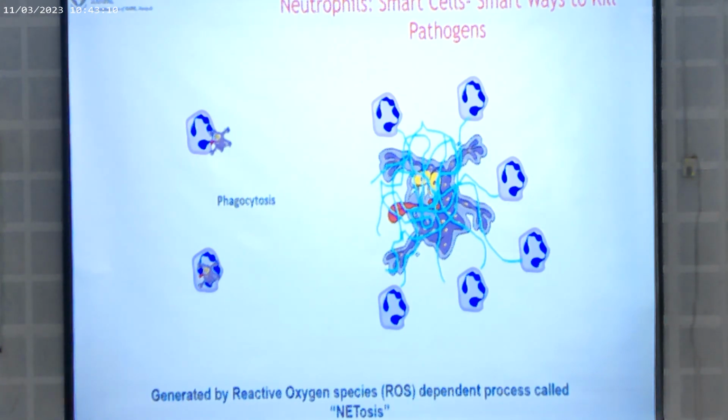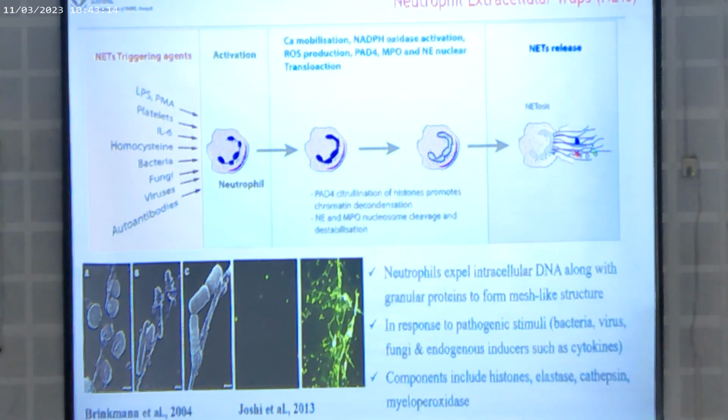So these are very small cells. And the process we call NETosis, like apoptosis. Apart from bacteria, there are many things which can induce NETs. We have shown platelets induce NETs; IL-6, homocysteine and autoantibodies can induce NETs. This is how the process takes place: it starts from half an hour after stimulation and ends in 2.5 to 3 hours, when the whole NETs are formed.